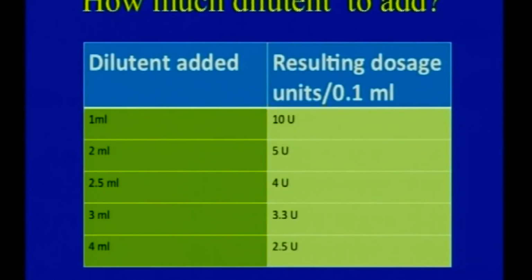How much diluent to add depends upon the product that we are going to use and the concentration that we require. For example, if you require 5 units in 0.1 ml, if we mix 2 ml to 100 units of Botox, that is what we get.